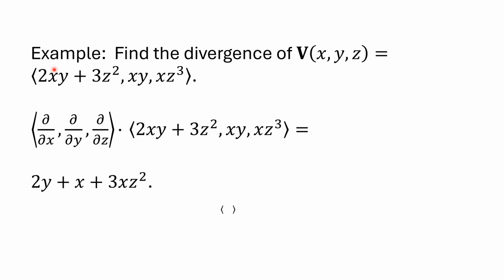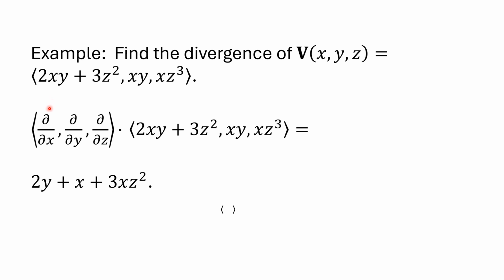So let's take an example. Find the divergence of the vector V(x,y,z) equal to 2xy plus 3z squared, xy, xz cubed. Your three components. So we're going to take the partial with respect to x and dot it with the x component here. The partial with respect to x operating on 2xy plus 3z squared, everything being held constant except the x, would give me 2y plus 0.